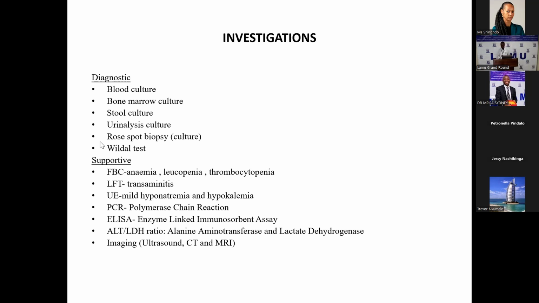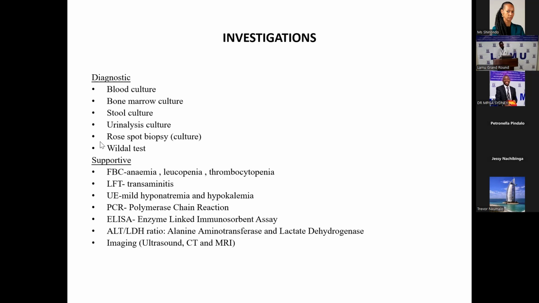Moving on to the supportive tests, the full blood count will show leukopenia, thrombocytopenia as well, and leukocytosis. Most of these are due to Salmonella invading the reticuloendothelial system, leading to suppression of hematopoiesis. That's what will bring about most of the blood test changes that we see.